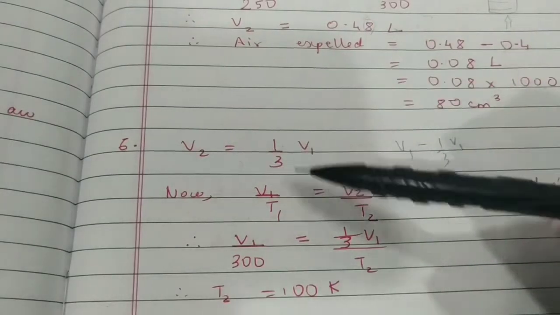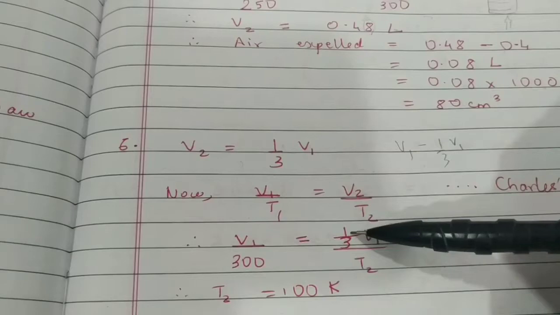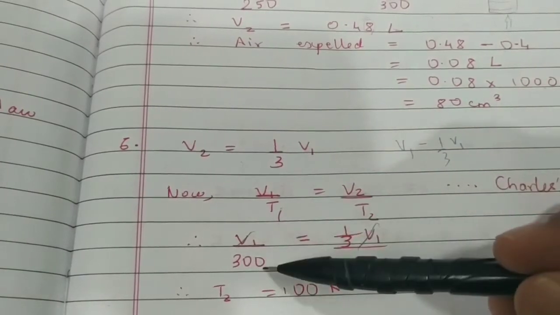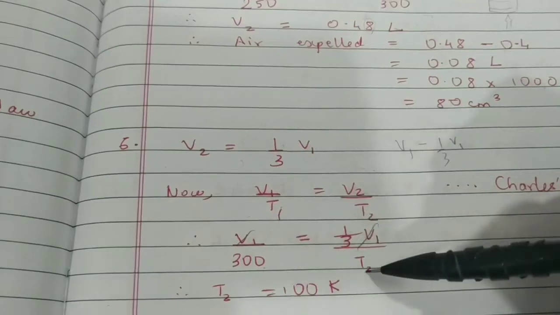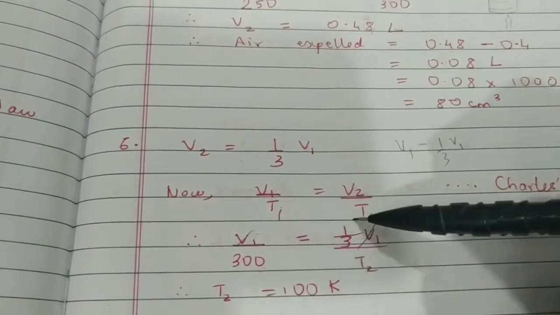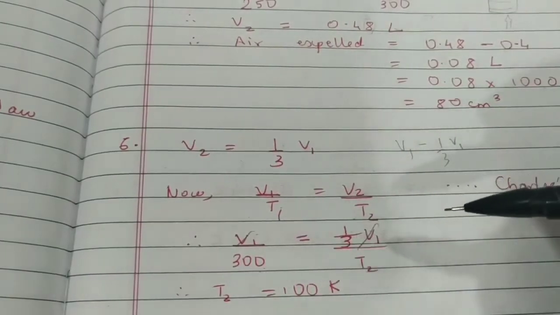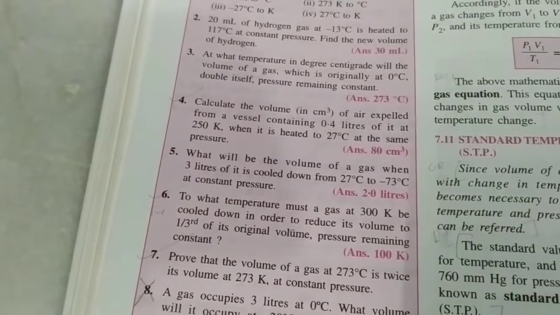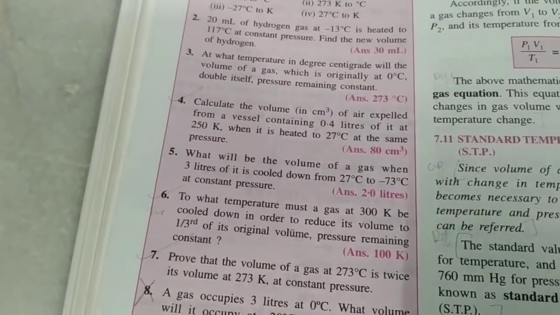Now we're going to substitute these values here. Instead of V2, I'm going to write 1/3 of V1, and V1 cancels. T1 value is given, so the only unknown variable is T2. T2 goes up, 300 goes up, 3 will be in the denominator. Cross multiply and we get the answer in Kelvin. In the question, they have not mentioned any degree Celsius value, so we need not convert our answer into degrees Celsius.